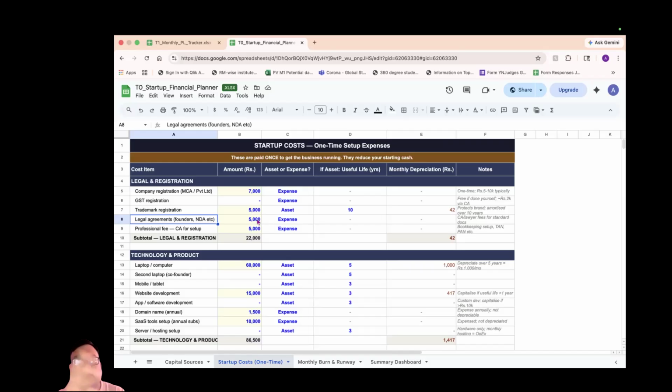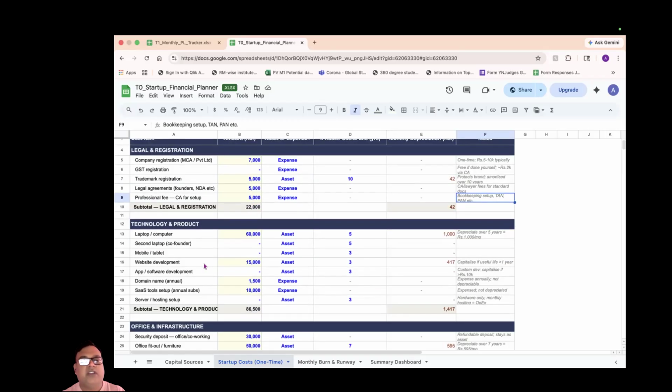And 5,000 rupees. You can get it created today. You can use ChatGPT or any other AI tool and just see how that works. Okay. So CA lawyer fees for standard docs. Professional fee, CA for the setup, that is 5,000 rupees. It could be bookkeeping, getting your TAN, PAN, all that. But if you're smart enough, or you can go and read things, right, maybe you can save a lot of money. Okay. So 22,000 rupees is that one-time cost that's gone.